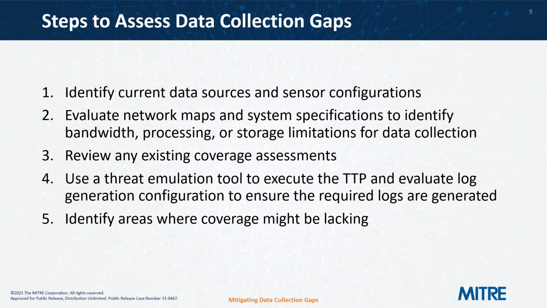There are 5 primary methods we can use to assess gaps in data generation, each one relating to a different aspect. First, and perhaps the most obvious, is to identify what kinds of data are already being generated in the environment, what is generating them, and what are the configurations for those tools. This gives you an as-is picture of the current data sensing available to you.